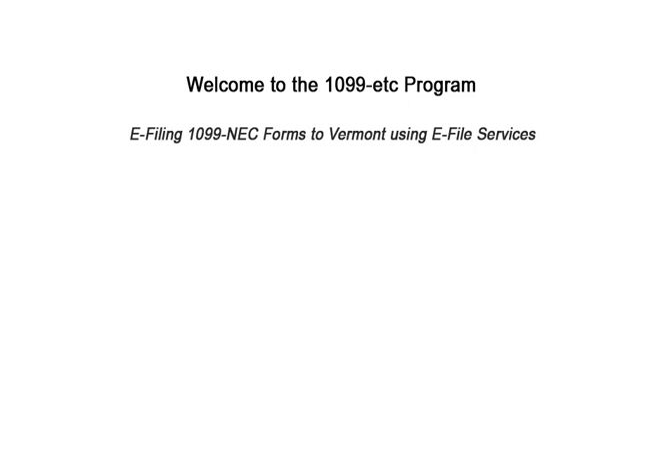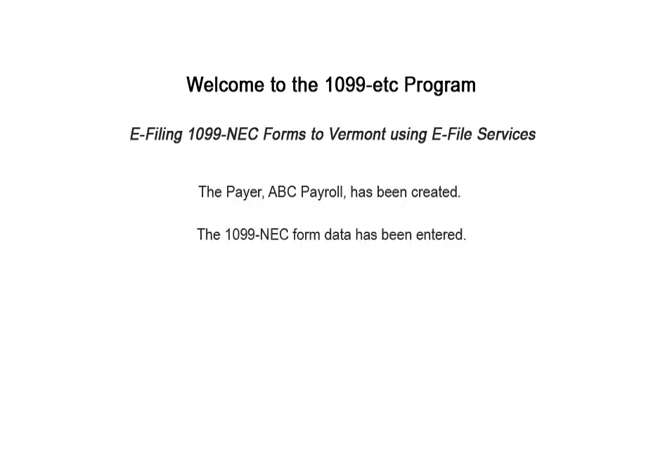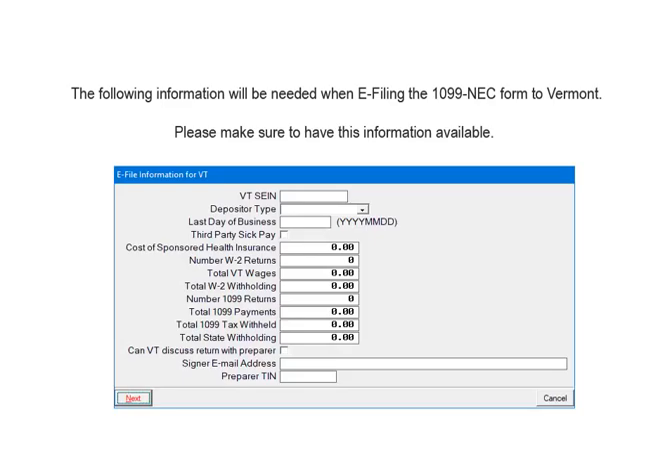This tutorial covers e-filing the 1099 NEC forms to Vermont using e-file services. To begin, the pair ABC Payroll has been created, and the 1099 NEC form data has been entered. The following information will be needed when e-filing the 1099 NEC form to Vermont. Please make sure to have this information available.